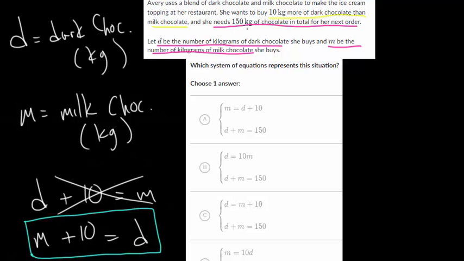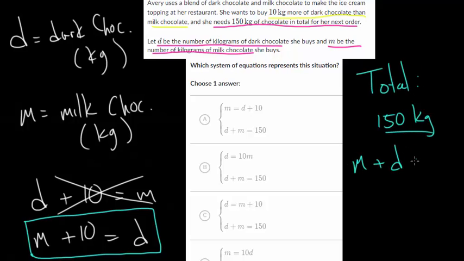But let's go to this next piece of information here. She needs 150 kilograms of chocolate in total for her next order. Let me just write that down. So our total is 150 kilograms. And we get the total by just adding the amount of dark chocolate we have plus the amount of milk chocolate she has. So in both cases, it's kilograms plus kilograms, so you're going to get a total in kilograms. So we can say the milk chocolate plus the dark chocolate has to equal 150 kilograms. And that will be our second equation. In fact, that's probably the easier of the two. It's pretty straightforward. You didn't really need to think it through. So we know M and D have to add together to give us 150.